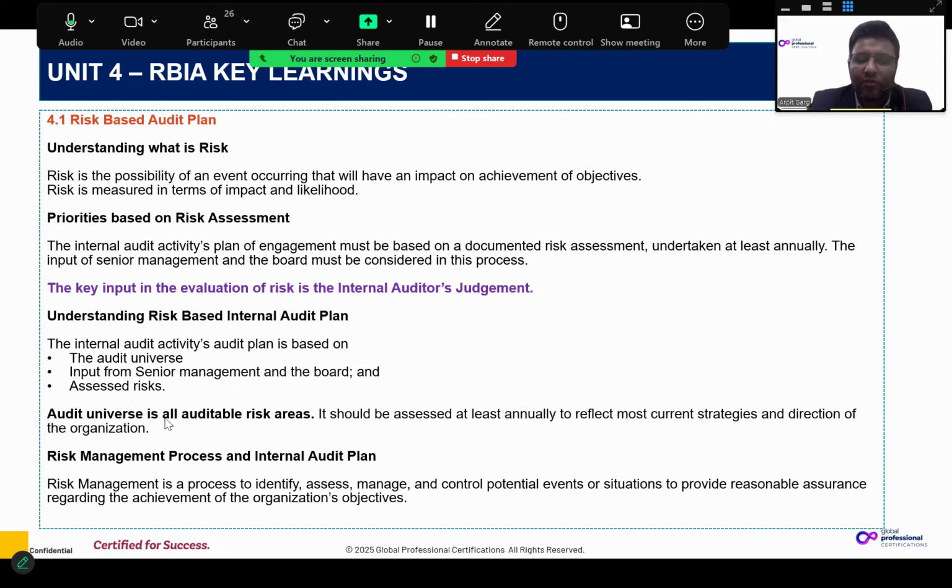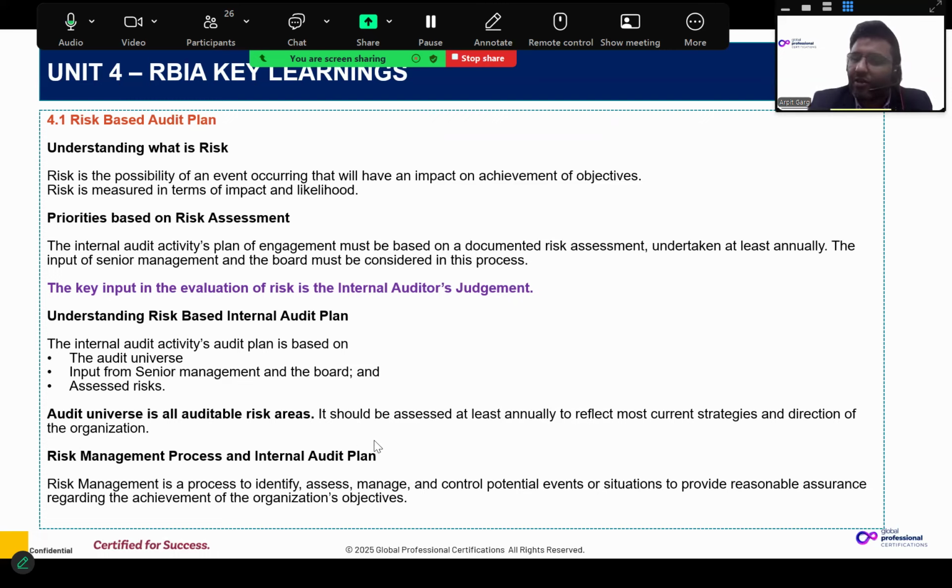Can you all say that the audit universe is all auditable risk areas? It should be assessed at least annually to reflect the most current strategies and direction of the organization. So what is the minimum frequency to do risk assessment? Again, it says it should be at least annually.